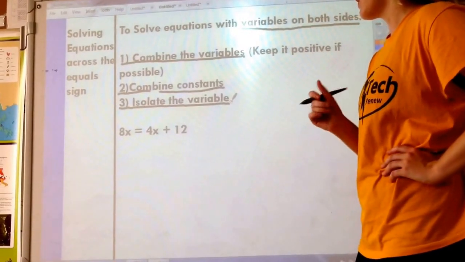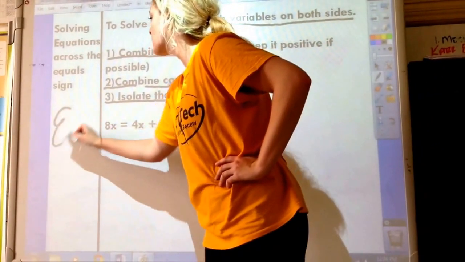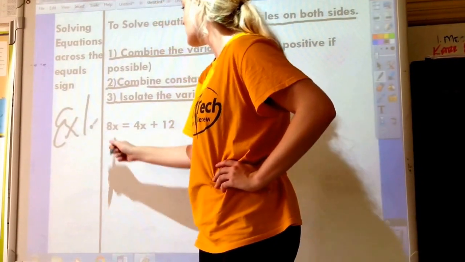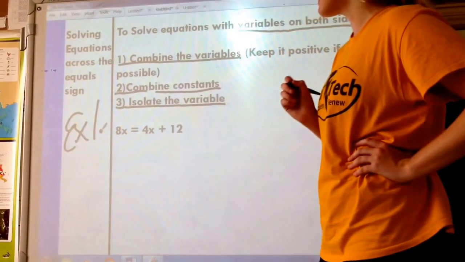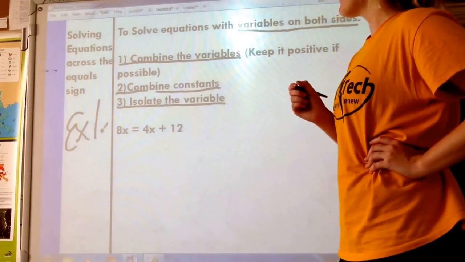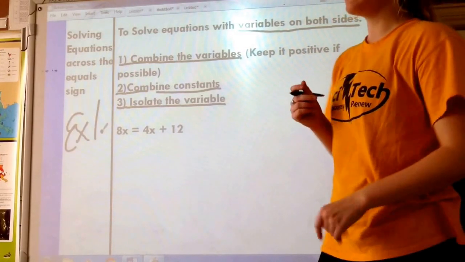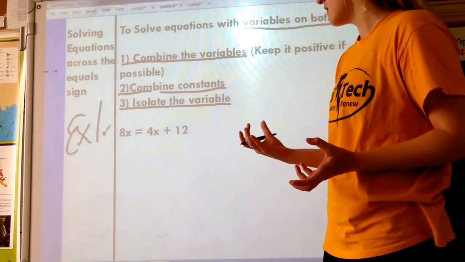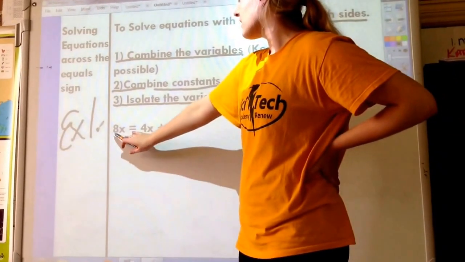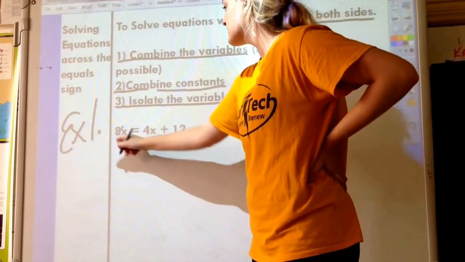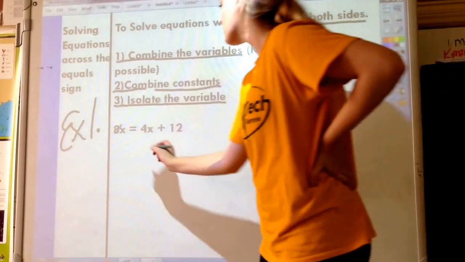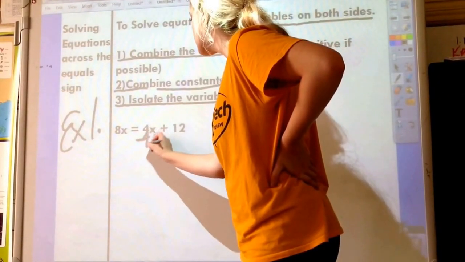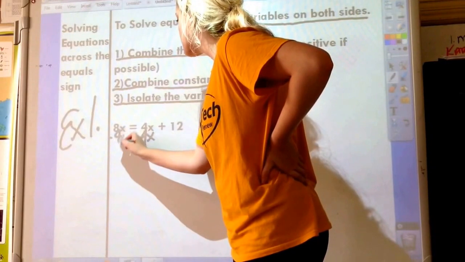All right, so go ahead and write example 1 on your notes page, and then 8x equals 12x plus 12. My first step is to combine variables. I need to get the variable on one side and the constants on the other side. So since 8x is already on the left side, I'm going to move this 12x to the other side. And of course the way that I do that is I just subtract 12x from both sides.